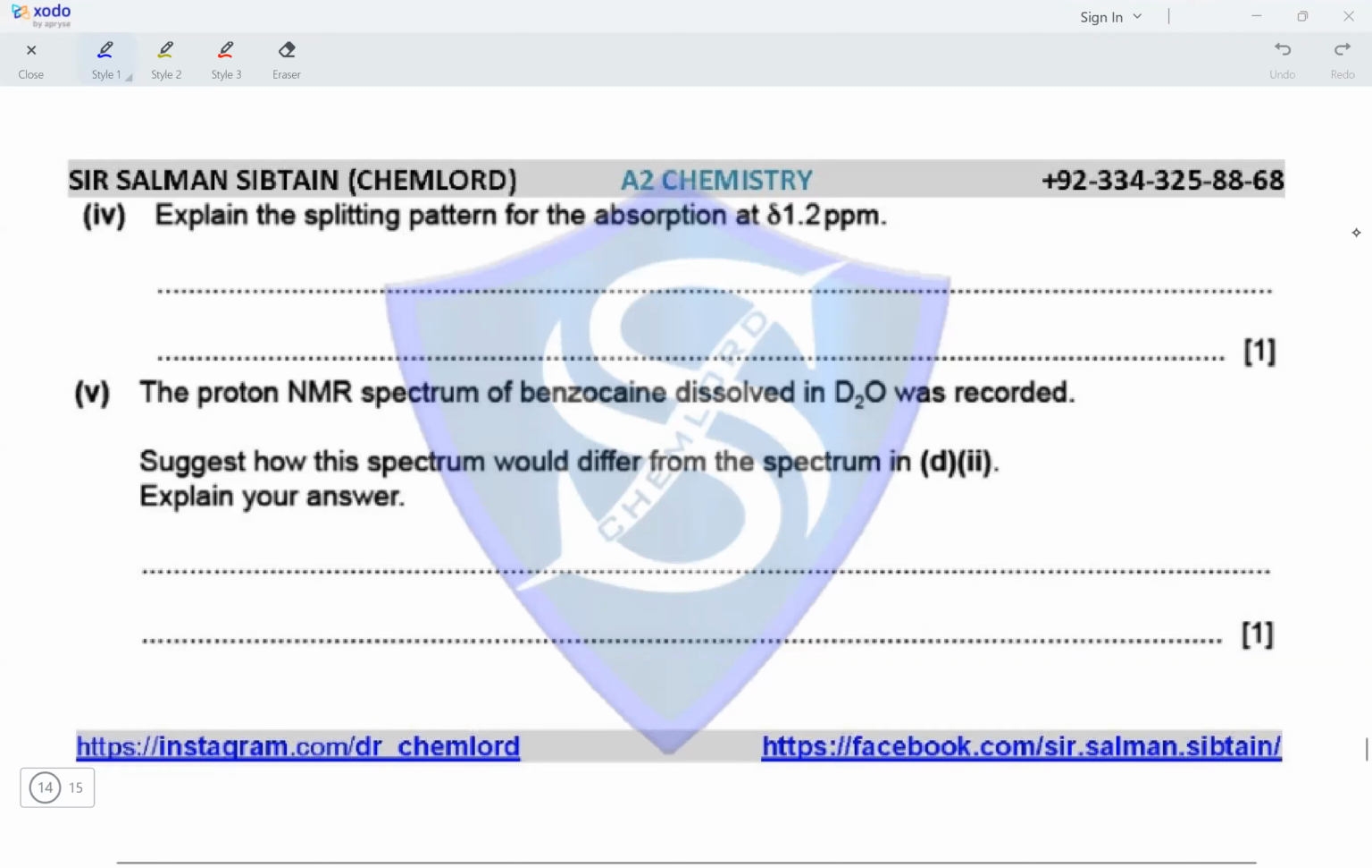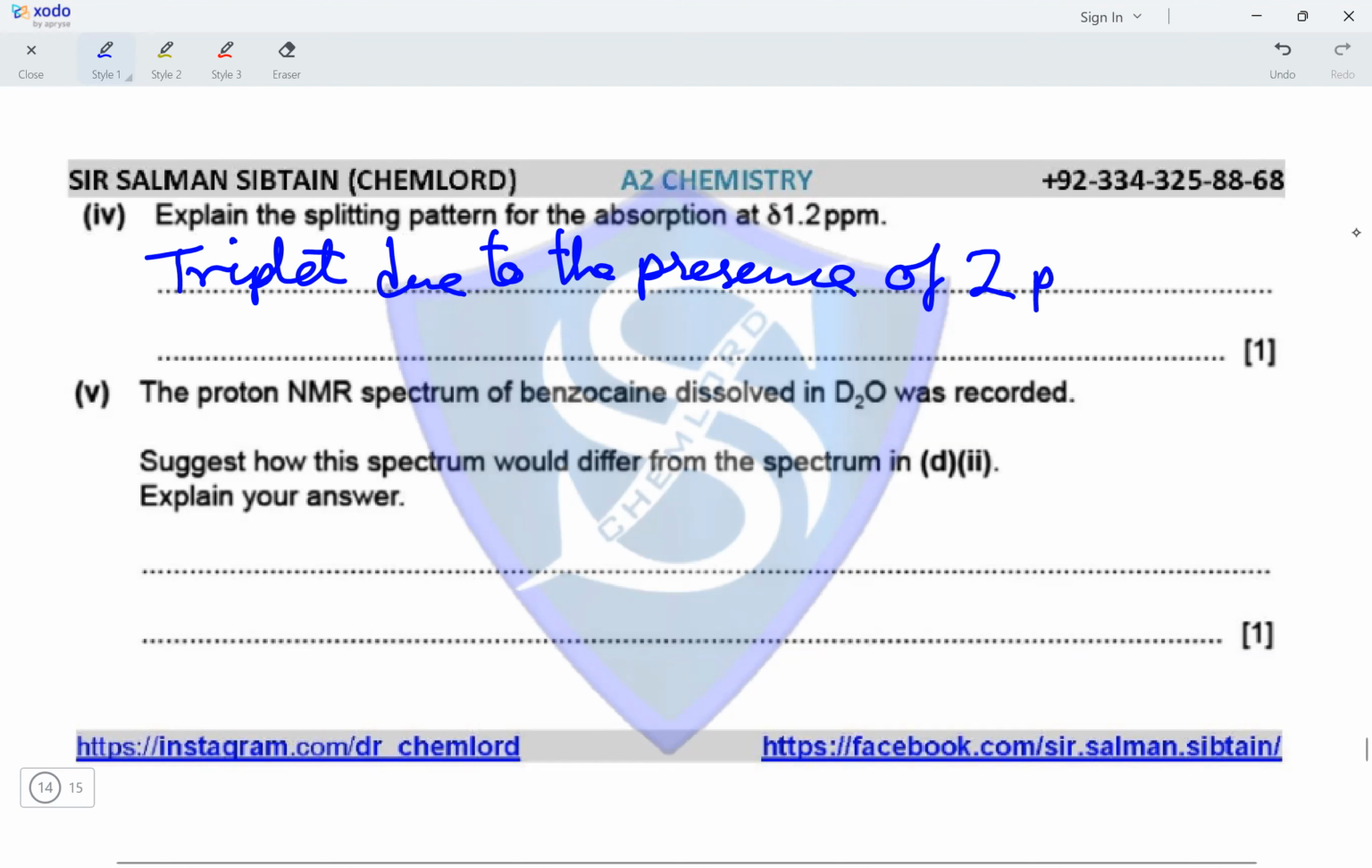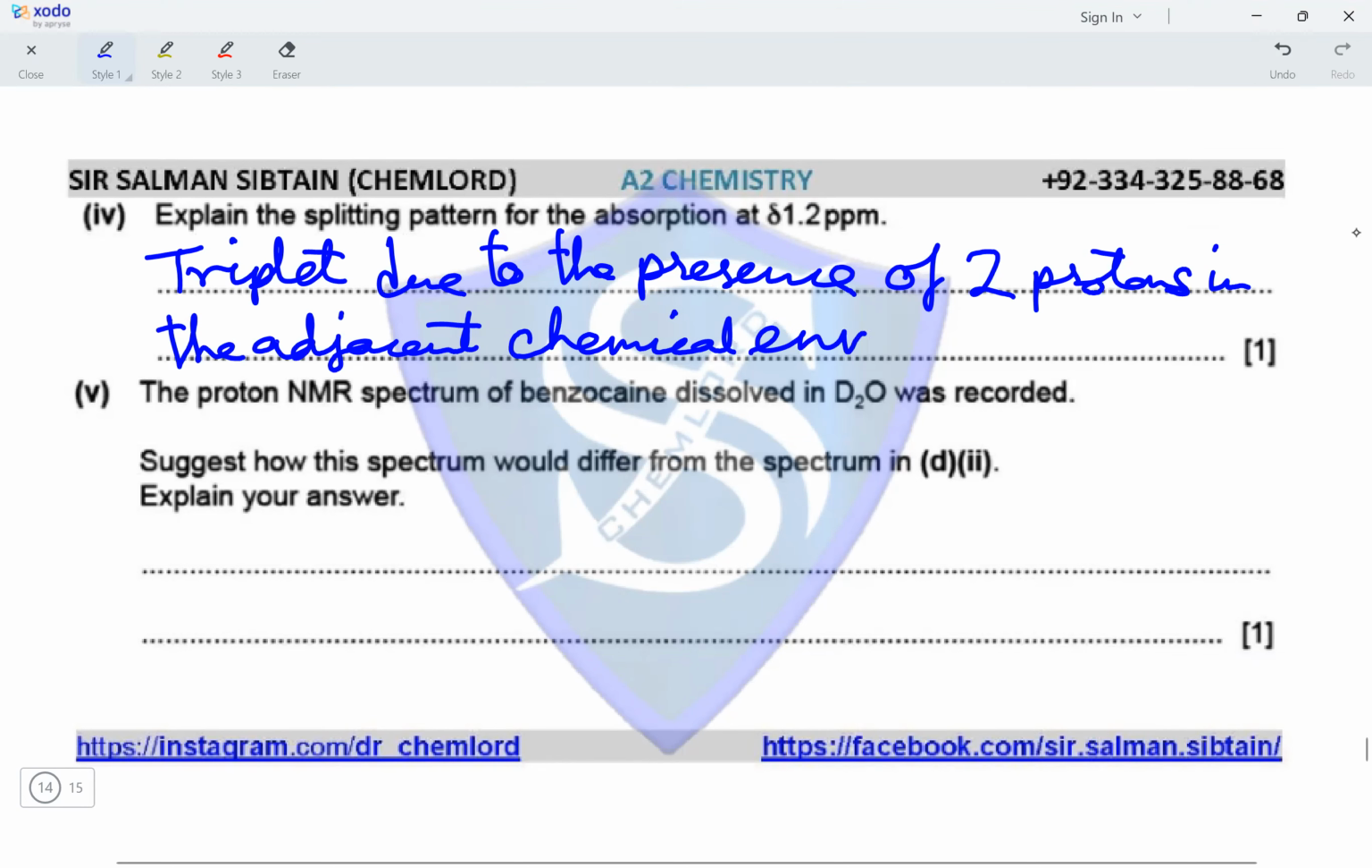Explain the splitting pattern for the absorption at 1.2. So the absorption at 1.2 is a triplet due to the presence of two protons in the adjacent chemical environment.